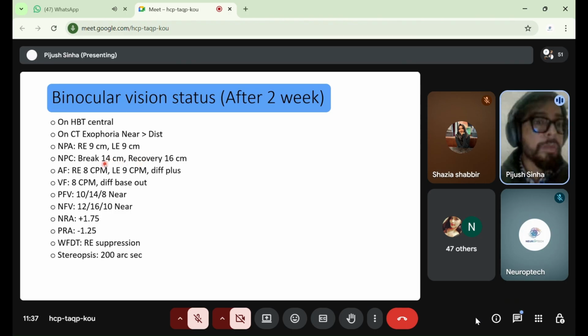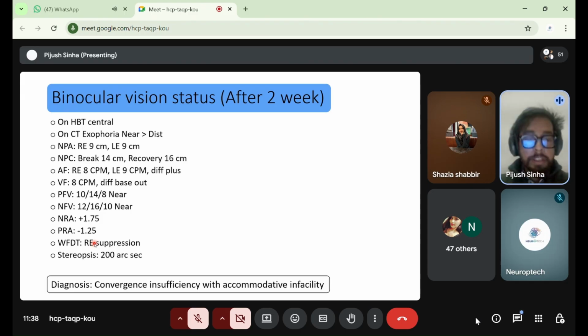And whenever you get a patient with convergence insufficiency, the difference between the break and recovery is very high. You will get a difference of like 2 or 3 centimeters, or sorry, 4 centimeters something. So here break is 14, recovery is 16. Accommodative facility was less, 8 cpm and 9, and he was having difficulty with plus, which indicates relaxation difficulty. Vergence facility was 8 with difficulty with base out, PFV was less and AP normal. NRA, PRA, both values are normal. It's supposed to be 2.5 to 3. So these two are less, and there was right eye suppression in the ortho dot test, with stereopsis also less.